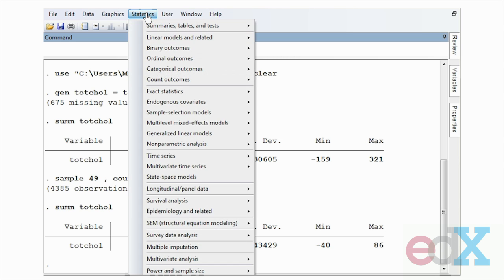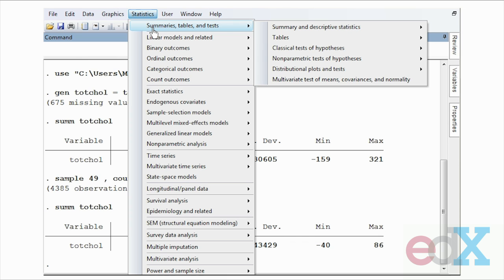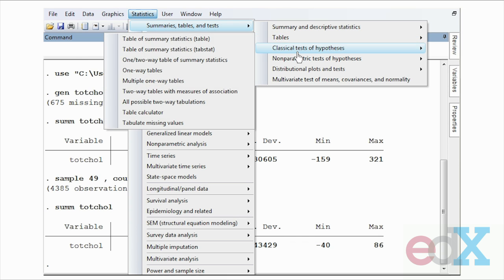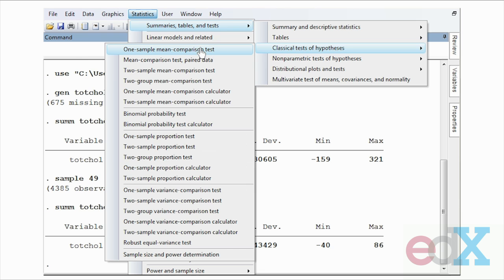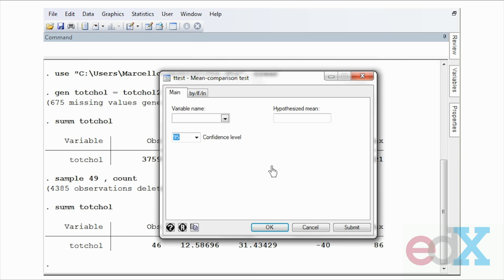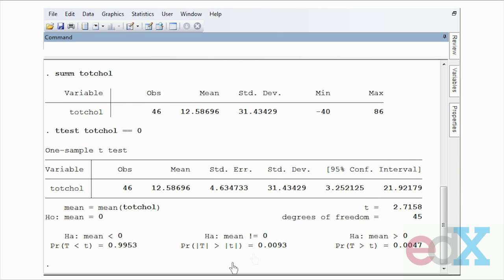Now, we can test the null hypothesis. So we go up here, classical tests of hypotheses, one sample mean comparison. Remember, this is just like the one sample mean. The variable we're going to put in here is tot chol, and the hypothesized mean is 0. So let's hypothesize that there's no difference between total cholesterol level at visit 2 and at visit 1. Okay, let's submit that. And what do we get?